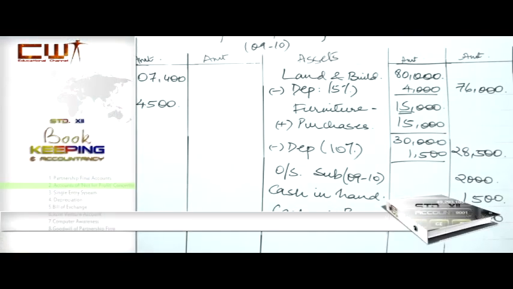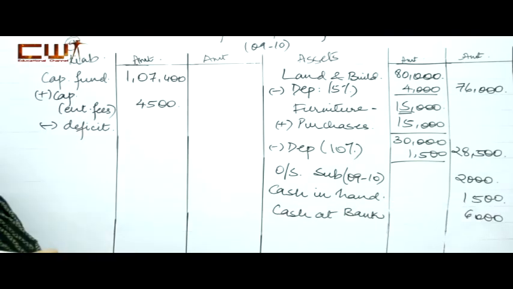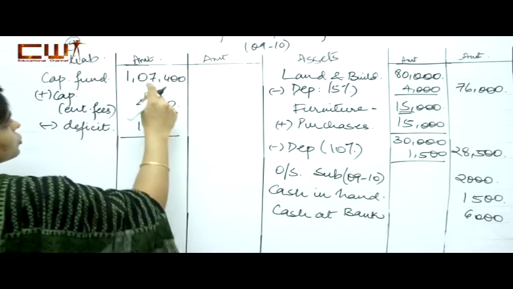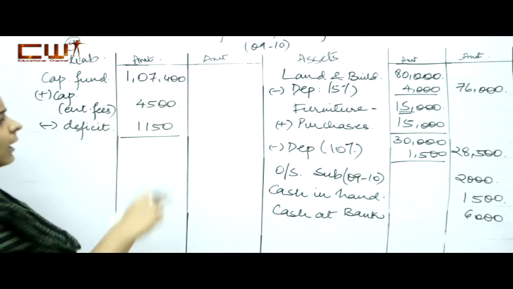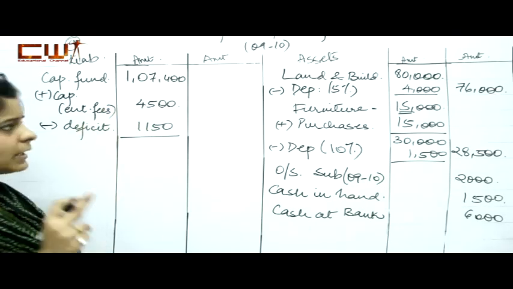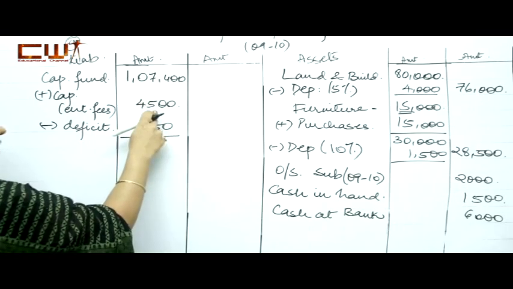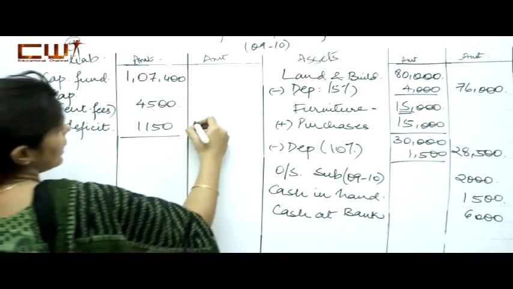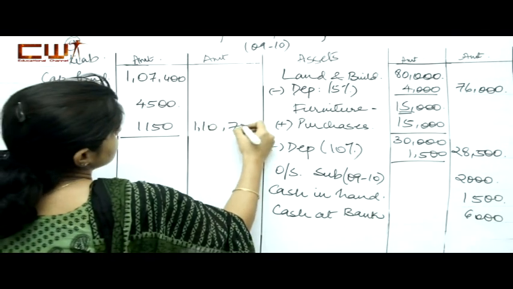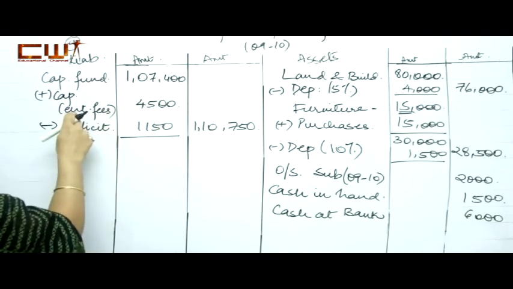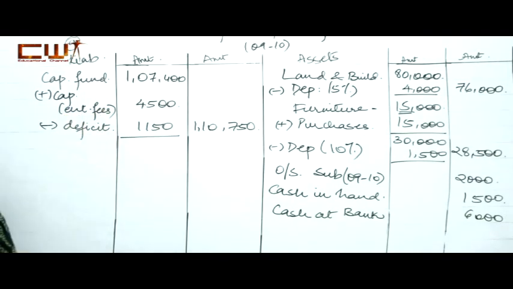Then you subtract the deficit. How much is the deficit coming out to be? 1,150. You just calculated it, right? So 1,07,400 plus 4,500 will give you 1,11,900. 1,11,900 minus 1,150 will give you 1,10,750. This is how you get the amount of the capital fund: capital fund plus capitalization of the entrance fees minus the deficit.